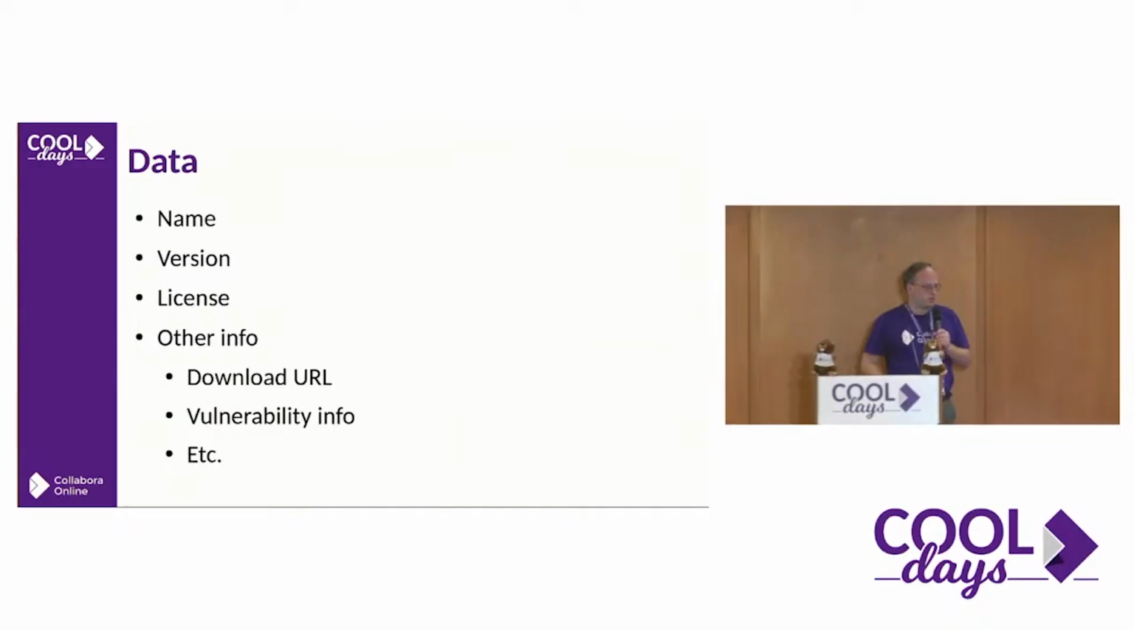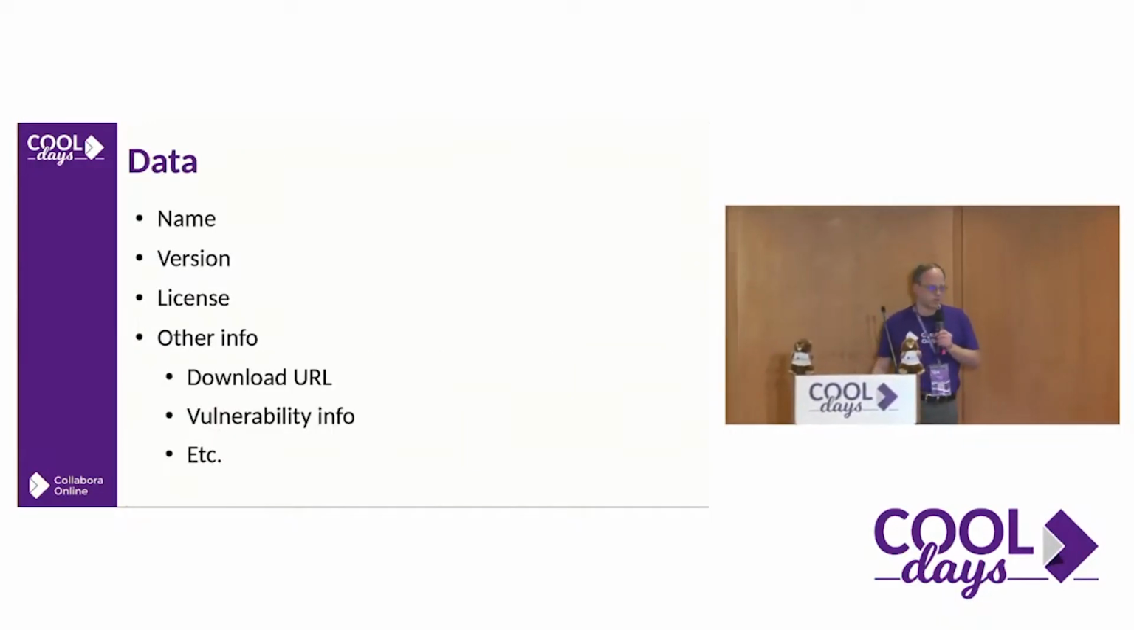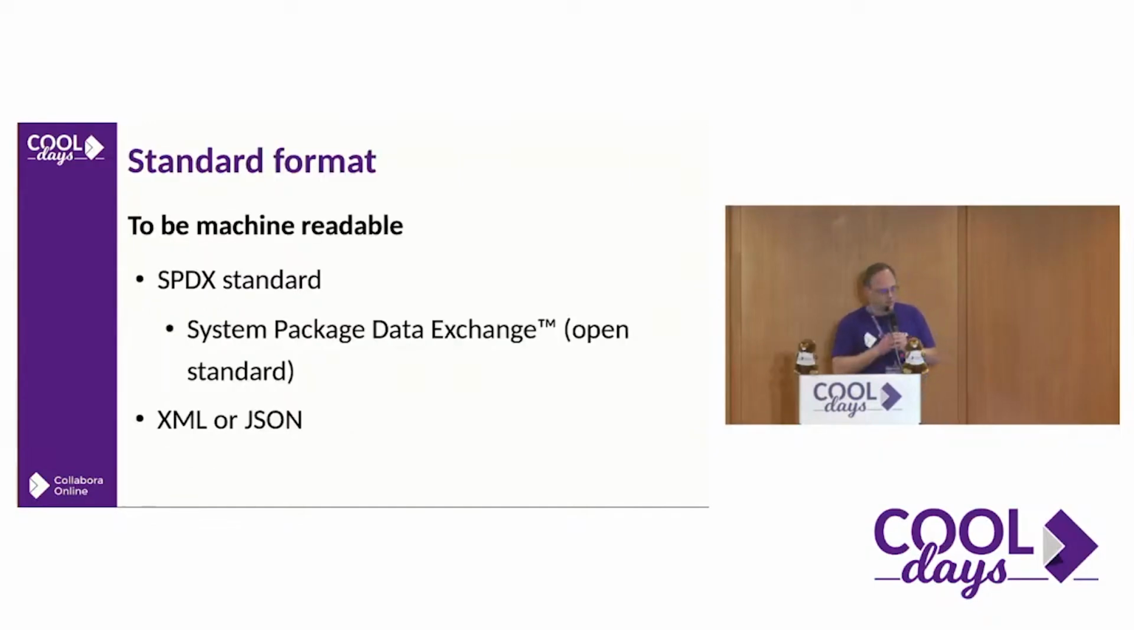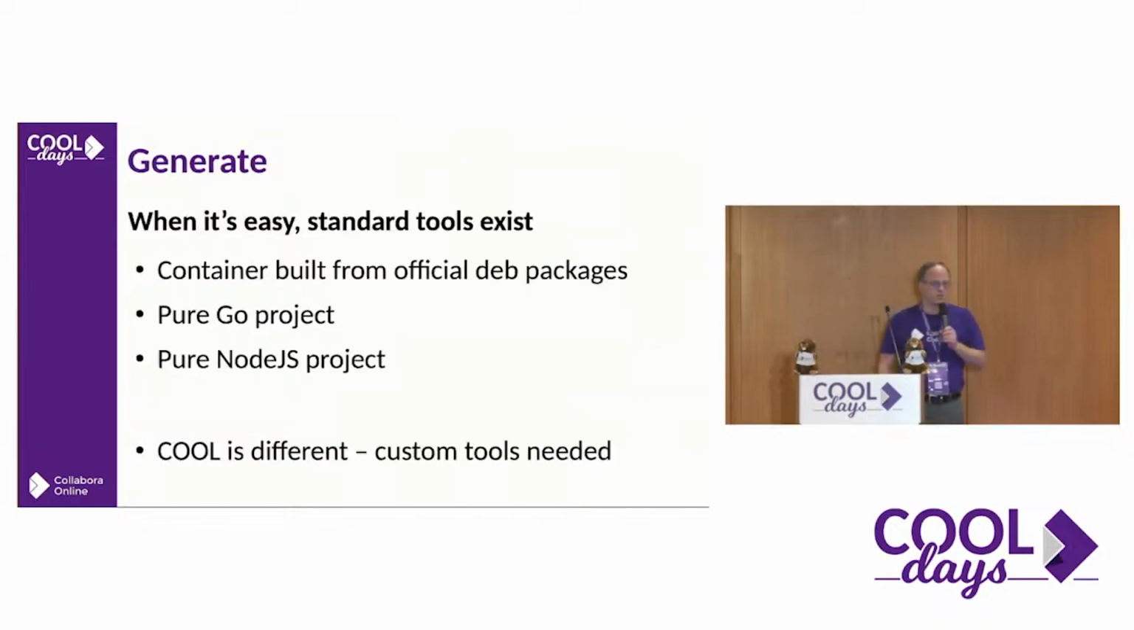So basically we need to list the name, the version, the license, and some other information that are optional, like the download URL or security vulnerability information, and the format allows to add any custom fields. So obviously there is a standard format for this in order to be machine readable. So this is the SPDX standard, and it can be serialized to XML or JSON. These are equivalent. And the question is, how do we generate it as automatically as possible?